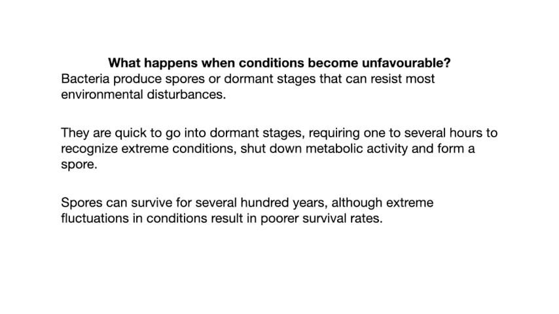So what happens when conditions become unfavorable? Bacteria produce spores or dormant stages that can resist most environmental disturbances. They're quick to go into dormant stages, requiring 1 to several hours to recognize extreme conditions. They shut down metabolic activity and they form a spore. And spores can survive for several hundred years. Although some extreme fluctuations in conditions result in poorer survival rates.